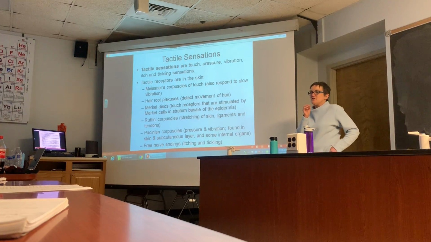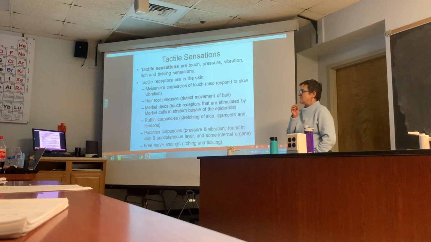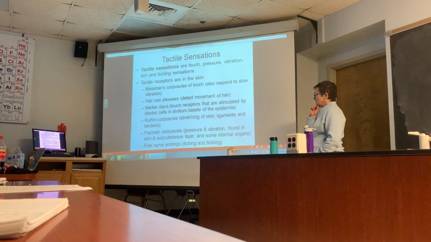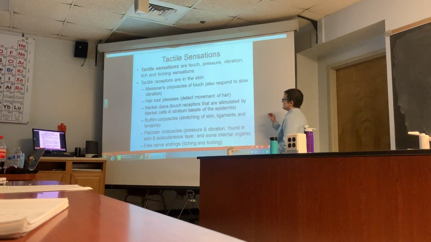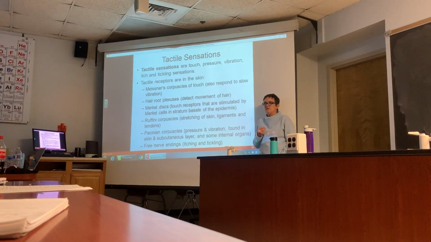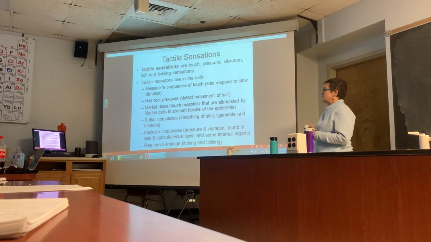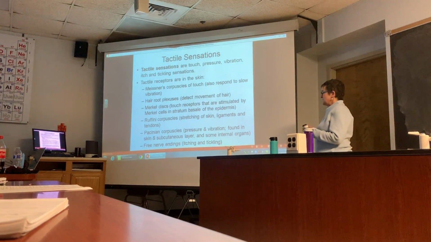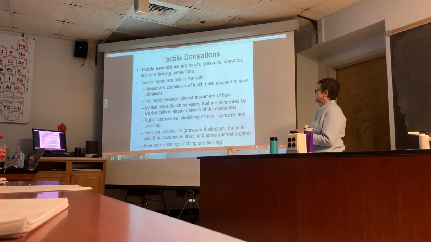Ruffini corpuscles, which are in the dermis and detect stretching of the skin, but also can be found at ligaments and tendons and detect stretching of ligaments and tendons. Pacinian corpuscles are pressure and vibration receptors. They're found in the skin and subcutaneous layer, but they're also found in some internal organs. We're focusing on the skin, but some of these receptors, like Pacinian and Ruffini corpuscles, are also found internally as well, inside the body. And then there's, of course, the free nerve endings that detect, in terms of tactile sensations, they detect itching and tickling. They do detect pain, but that's a separate category. So we're just looking at the itching and tickling part.